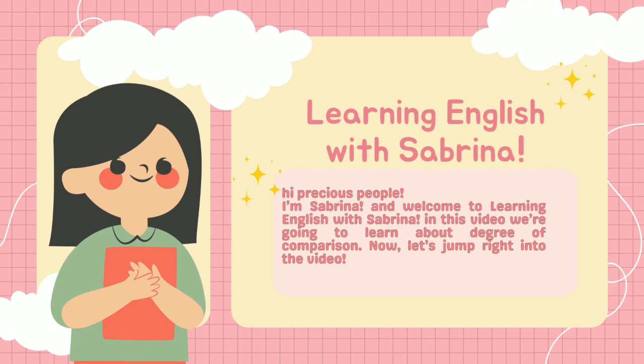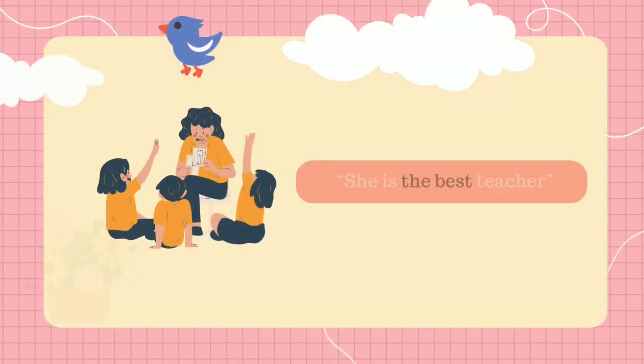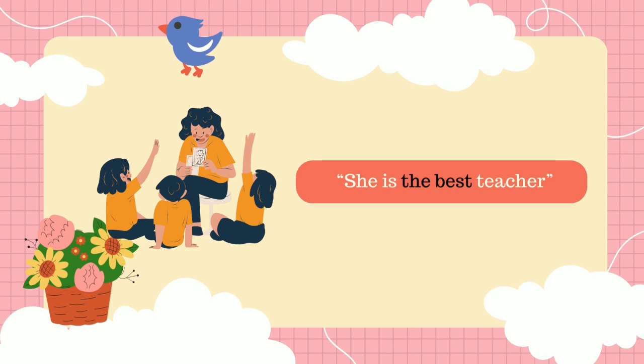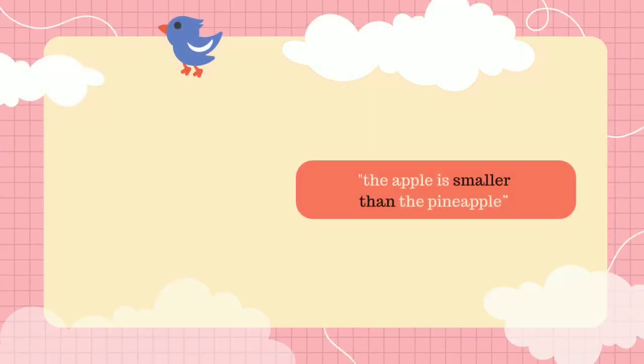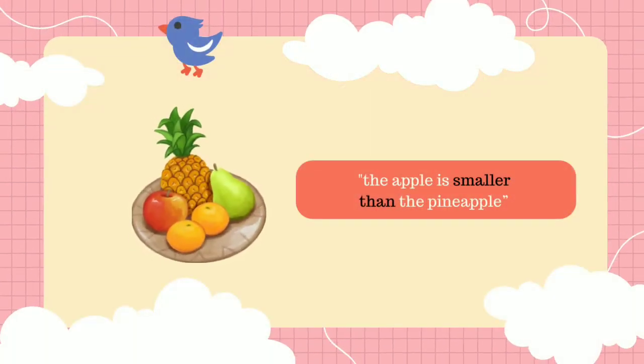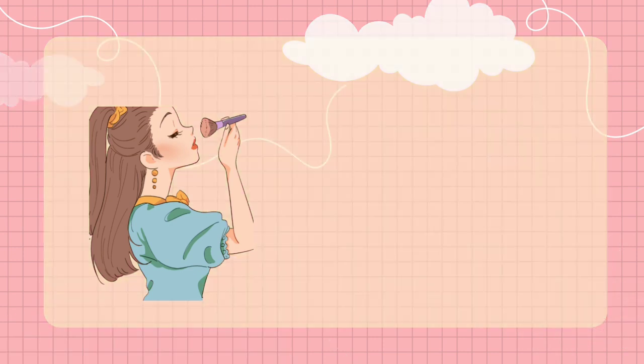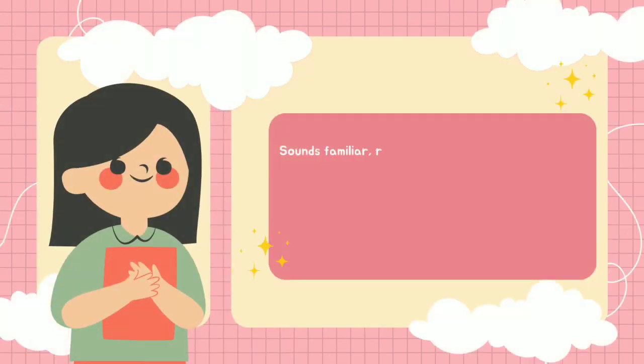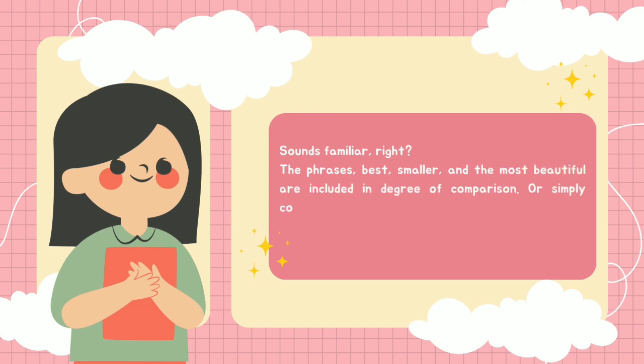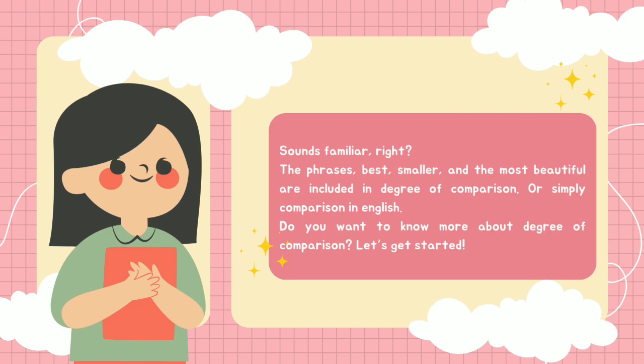Maybe some of you often hear English dialogues or conversations like this. She is the best teacher. The apple is smaller than the pineapple. She is the most beautiful girl I've ever seen in my life. Sounds familiar, right? The phrases best, smaller, and the most beautiful are included in degree of comparison, or simply comparison in English. Do you want to know more about degree of comparison?